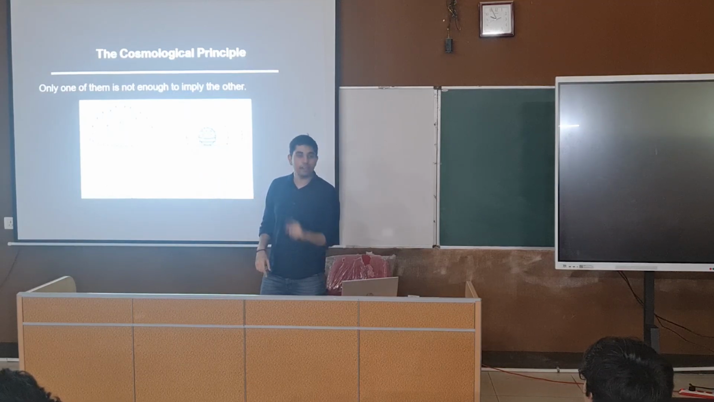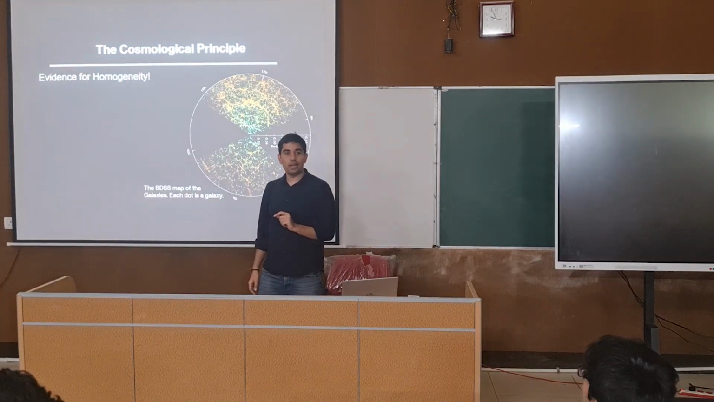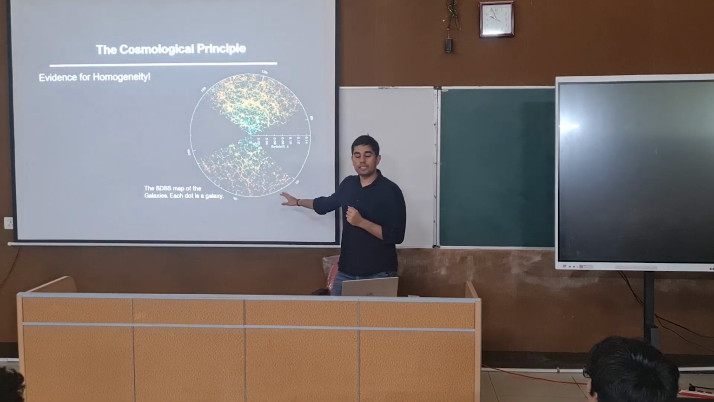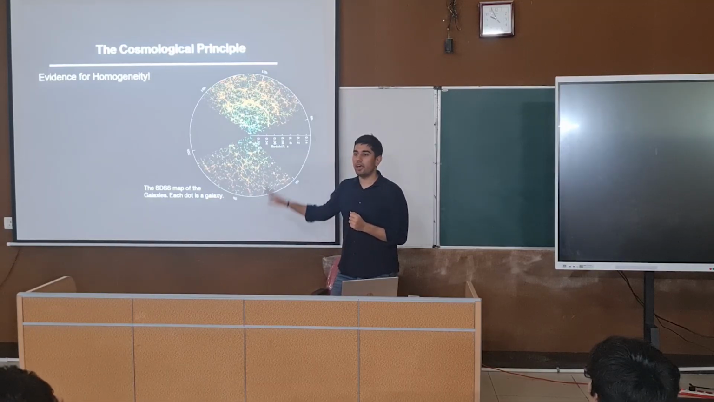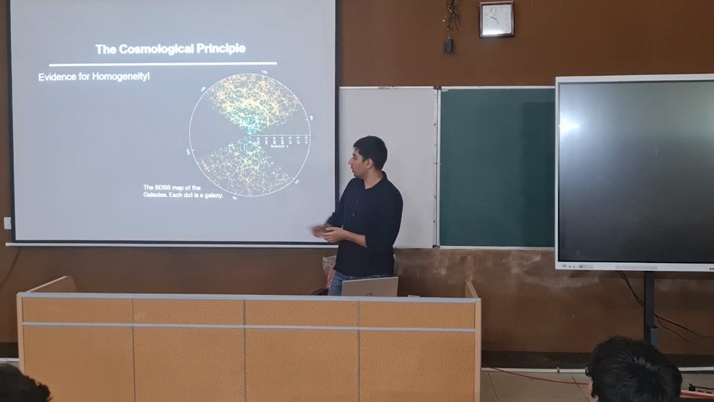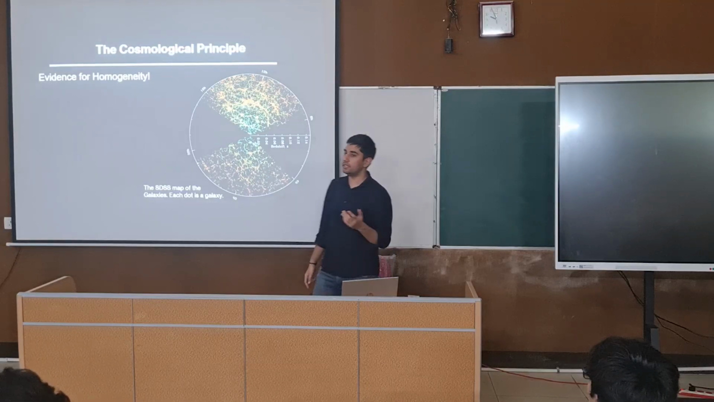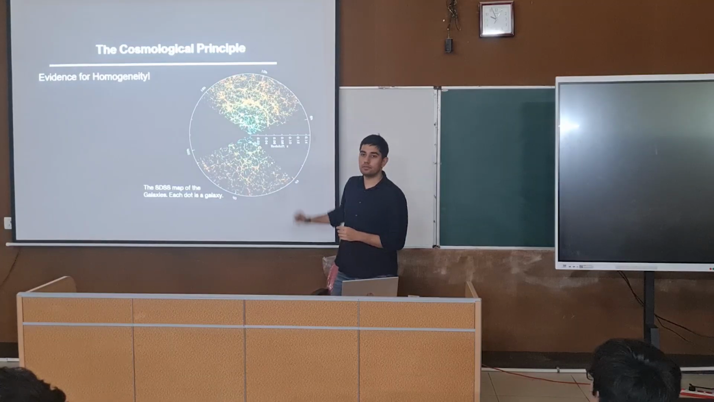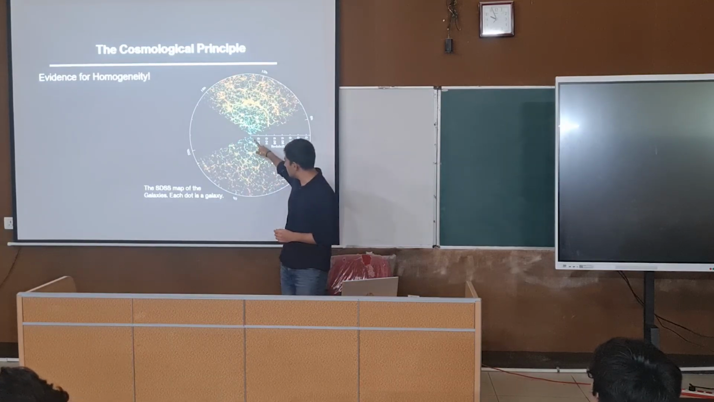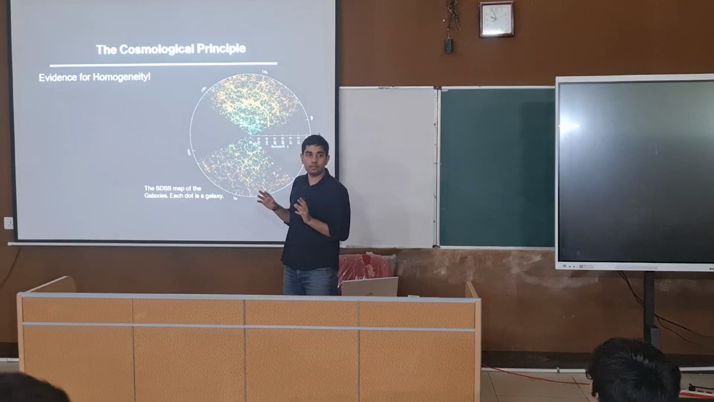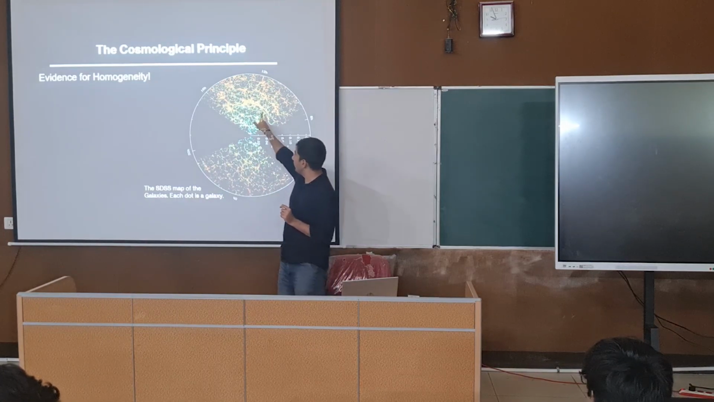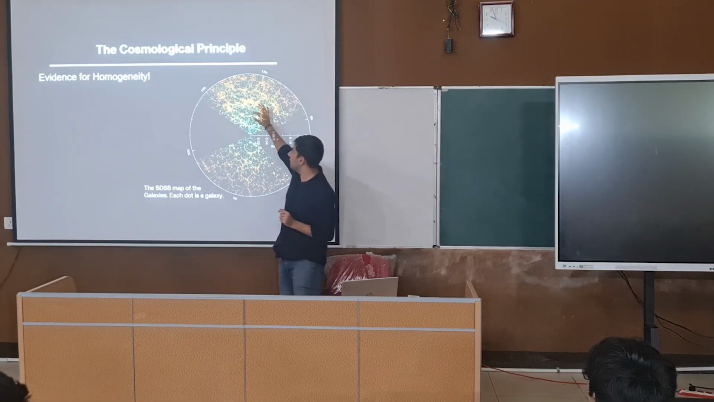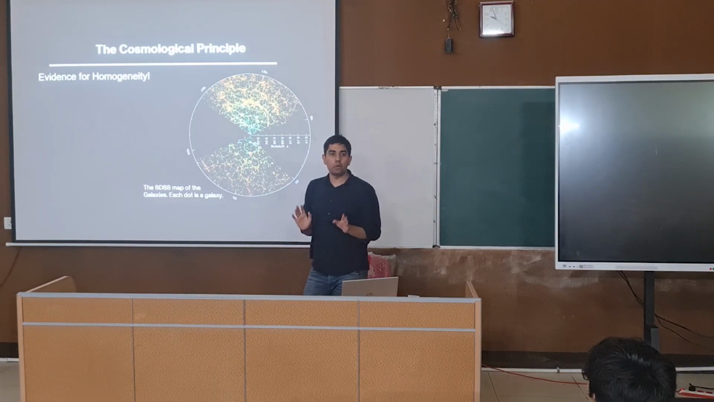Have I that slide? Let's come to that. Next slide. How do you test these principles? This is an image of all the galaxies that we have mapped out in the universe. This is the SDSS survey, Sloan Digital Sky Survey, which has all the galaxies up to very large distances. Okay? Now what you see is this cosmic web kind of thing, right? Here you will see many more galaxies, somewhere you will see fewer galaxies, right? So at these scales, there is inhomogeneity.